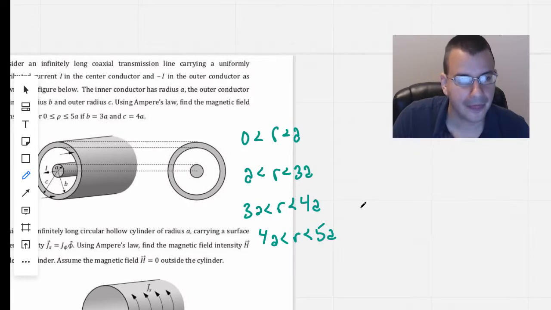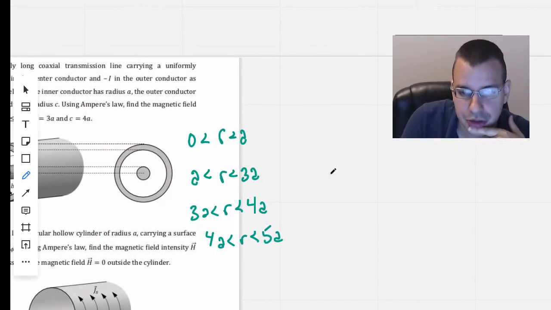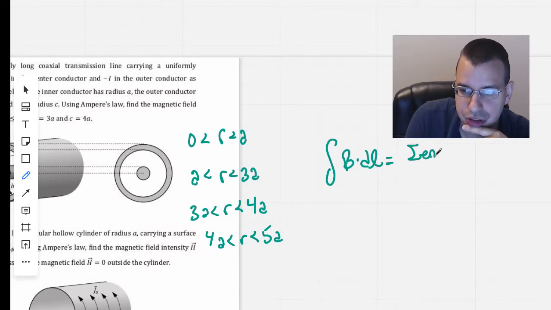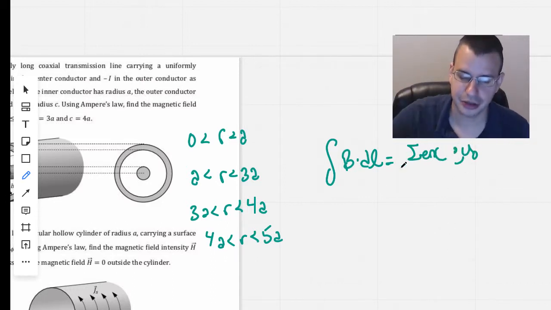Not a big deal. So, start off by writing up Ampere's law. So we have the integral of B dot dl equals I enclosed times mu naught. It's fine the way it is.